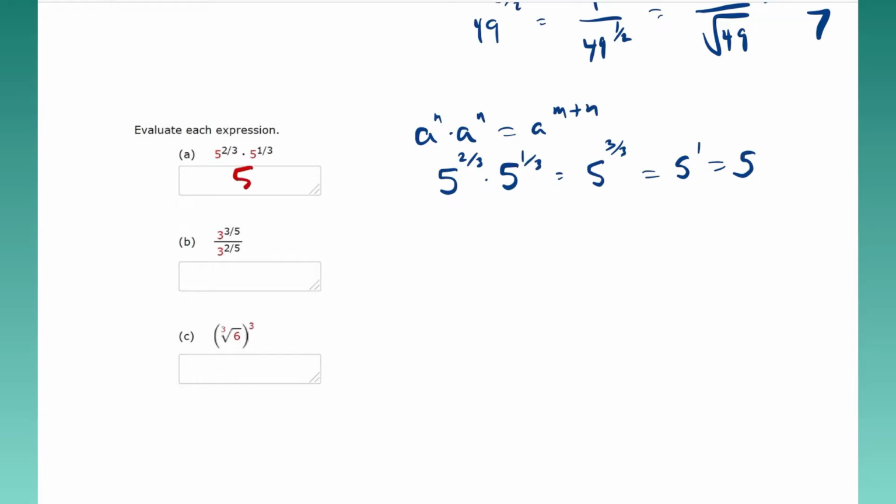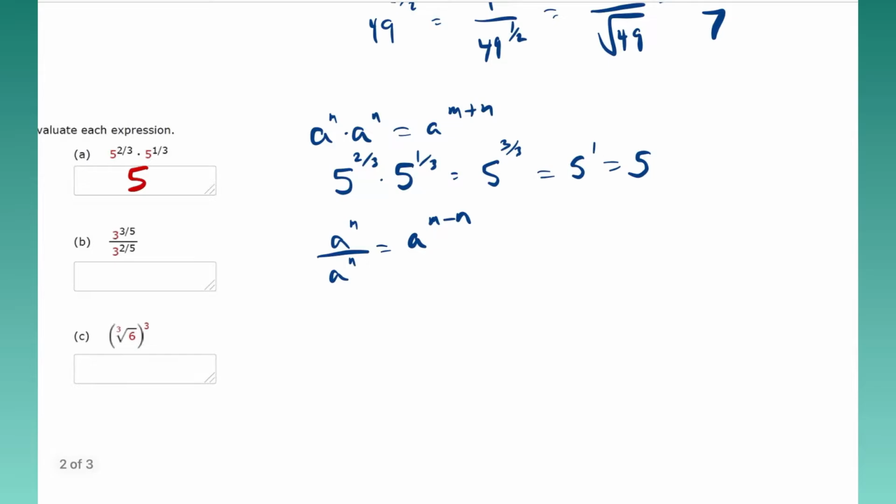The next one, we have to use the property that says a to the m divided by a to the nth is a to the m minus n. So in this case, we're subtracting exponents. So we have 3/5 minus 2/5, which is going to be 3 to the 1/5. All right, so that is our final answer, 3 to the 1/5.